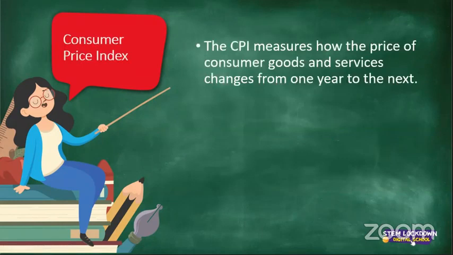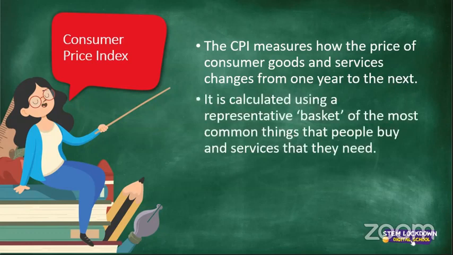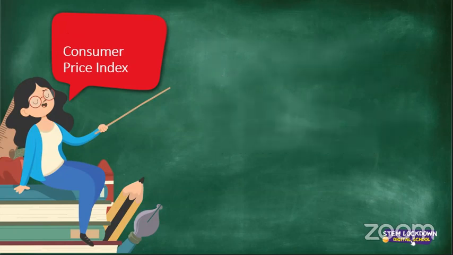The CPI measures how the price of consumer goods and services changes from one year to the next. So whenever they speak of consumer price index, it means they're looking at the consumer goods and services and the price of those things and how it changes from year to year. It is calculated using a representative basket of the most common things that people buy and services that they need.